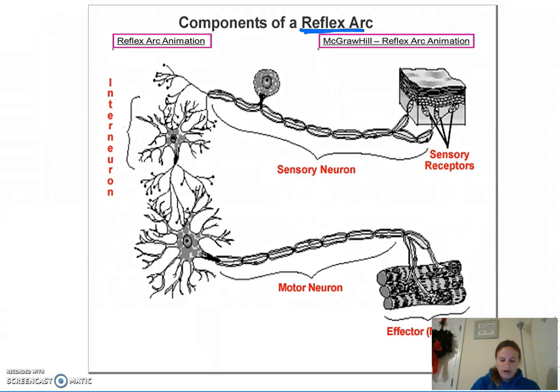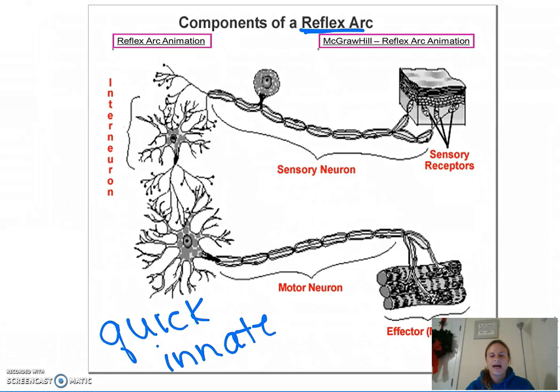A reflex arc is quick. It is an innate behavior, meaning it's not something that's learned. For example, when you go to the doctor and he takes that hammer and he hits your knee with it, your reflexes cause your foot to move. Now, how do these reflex arcs work?